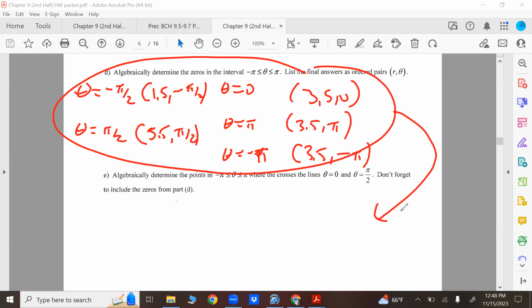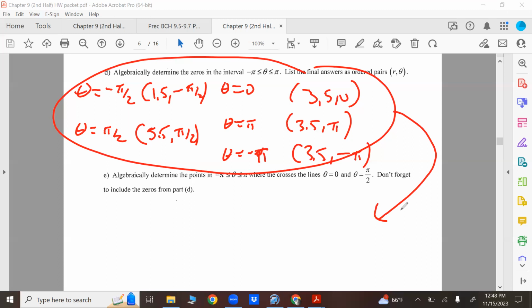So the zeros are where r is equal to 0? No, I already did part D. You missed it. There are no zeros. Yeah, I just ran out of space. That's all.